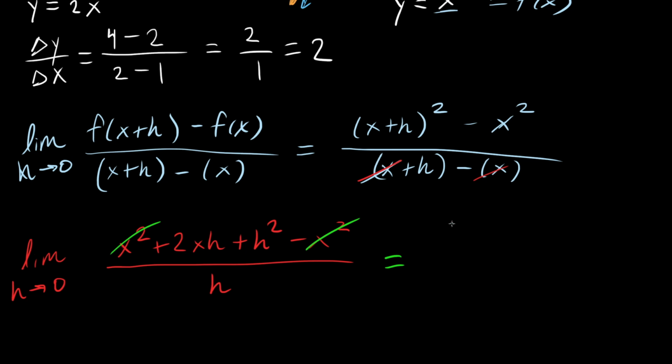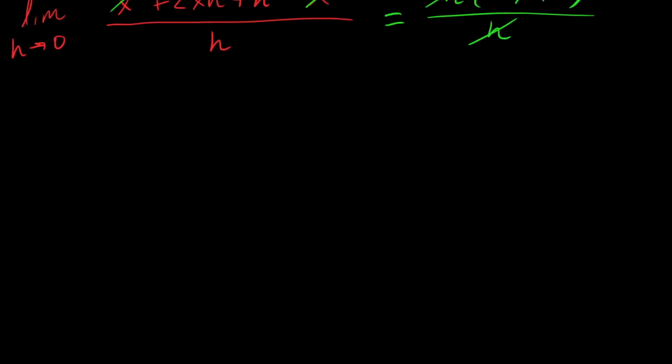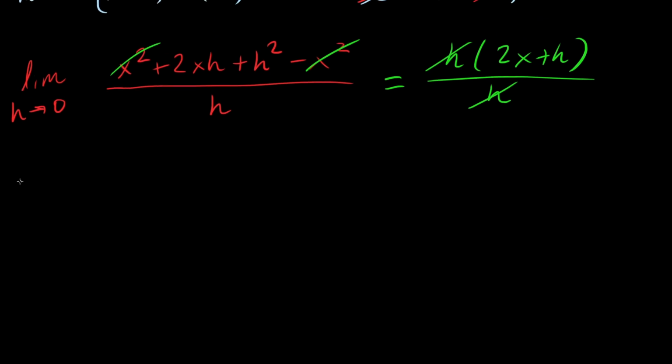Yeah, we could get h in front, and then we get 2x plus h, and then an h on the bottom. So then now the h's cancel out. So what we're left with is the limit as h goes to 0 of the function 2x plus h. And then since it's going to 0, we could just replace h with 0, and then we get 2x. So this is the derivative of the function x squared.